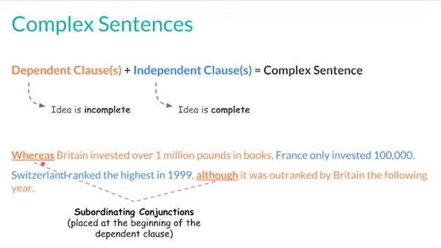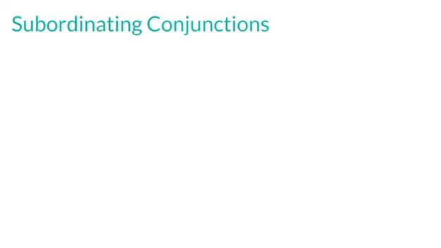So you'll notice that here we put the subordinating conjunction at the beginning of the dependent clause, and we've done the same over here. So it doesn't matter if the dependent clause comes first or if the dependent clause comes second. The important thing here is that the subordinating conjunction has to be placed at the beginning of the dependent clause. And when we use these dependent clauses in a sentence, we form what are called complex sentences. Now let's look at some examples of how we use subordinating conjunctions to form complex sentences.